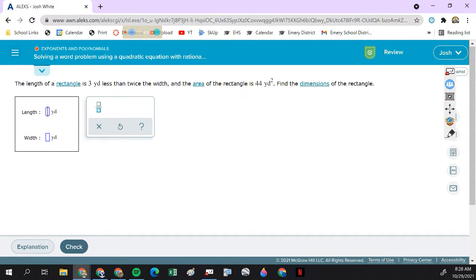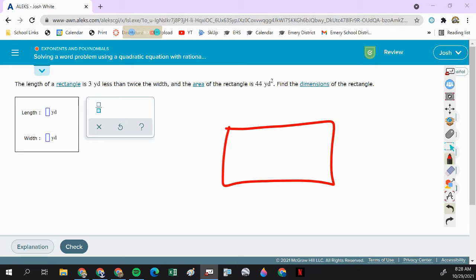All right, we have a rectangle. And we know that L is 3 less than twice the width. So I just write it out according to that sentence. L is, means equals, 3 less than twice the width.